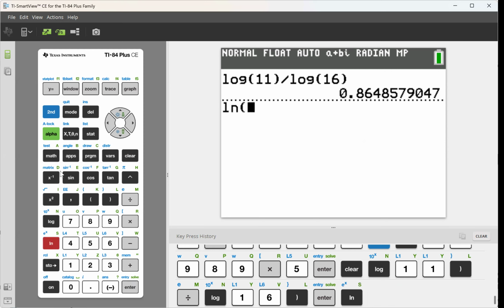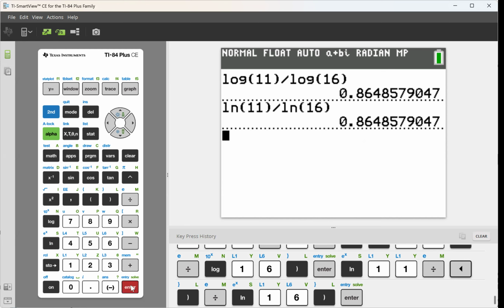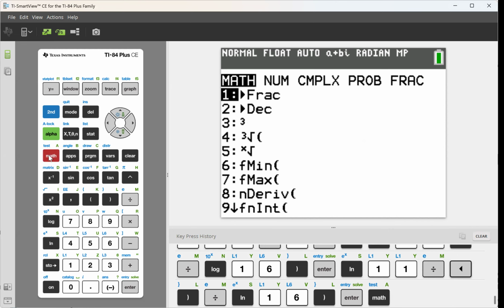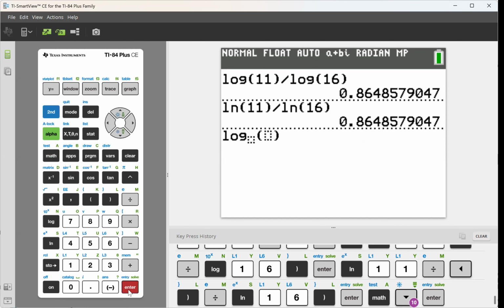So then I'm going to show you that I get the same answer if I use the natural log. So the natural log of 11 divided by, oops, didn't I close my parentheses? I didn't. We're going to do that. Divided by the natural log of 16. If you don't close your parentheses, you're going to get the wrong answer. It's just the way it is. Okay, or I could go to my math menu over here on the left, and I could scroll down till I find A. That's log base, and it's the log base 16.